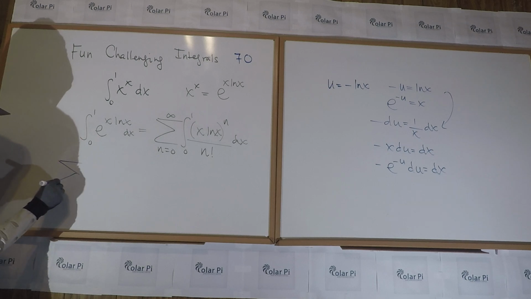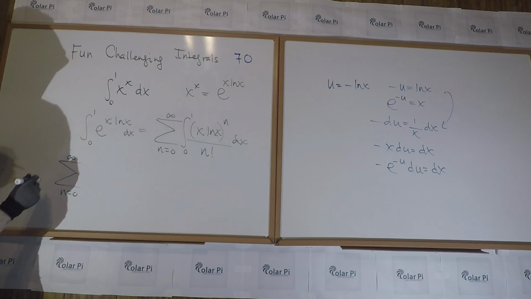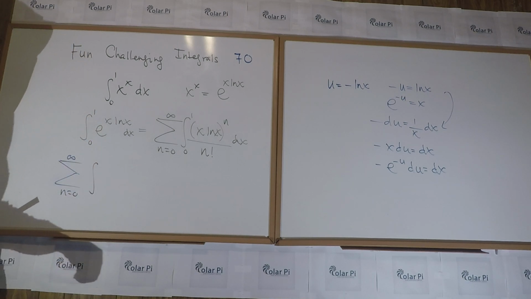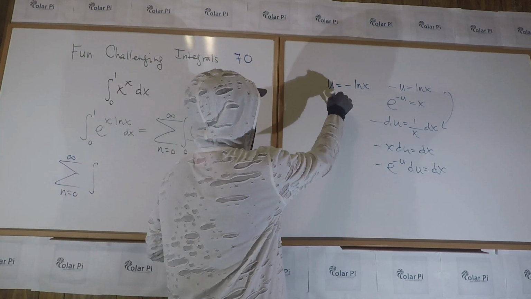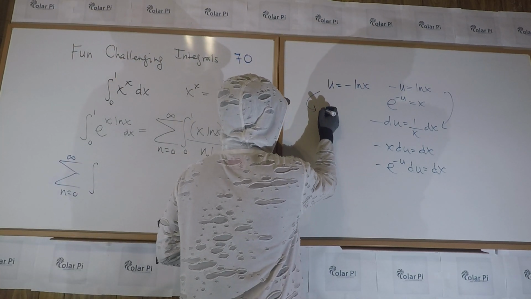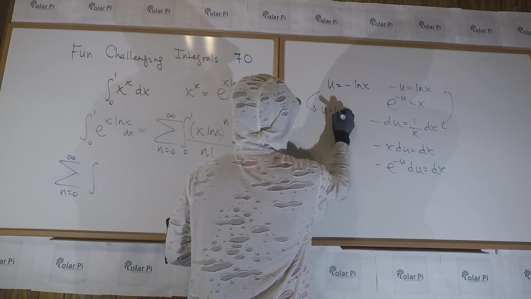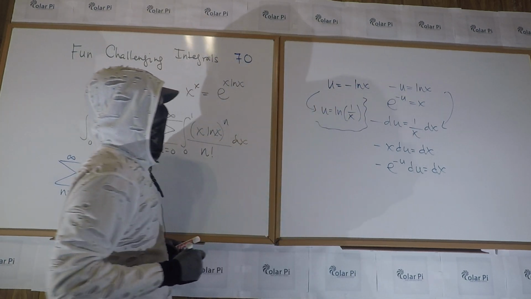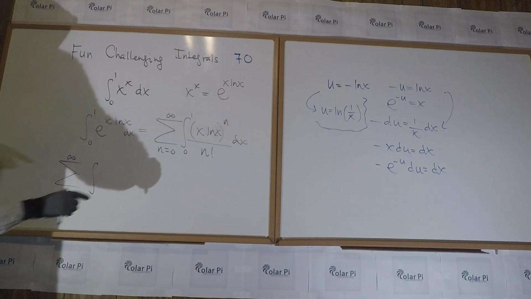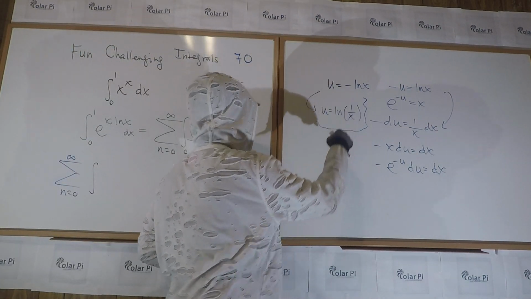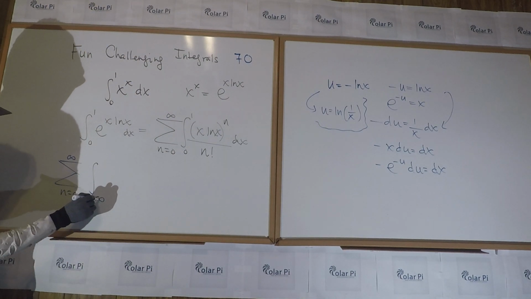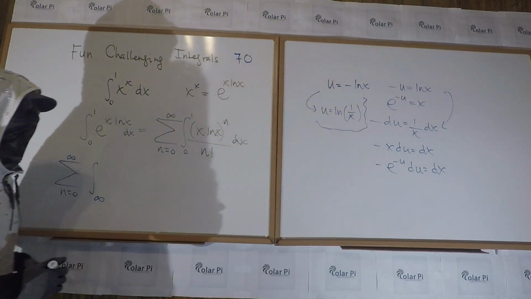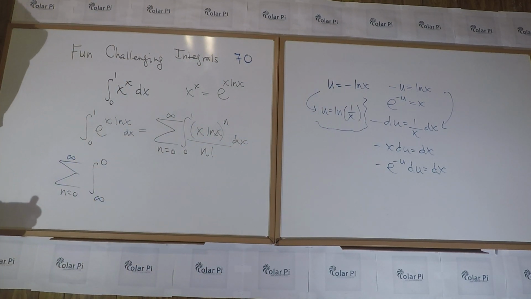So we have the sum from n equals 0 to infinity of the integral, and the limits of integration also change because our substitution, u equaling negative ln of x, is the same as u equaling the natural log of 1 over x, right? So understanding that, 0 becomes the natural log of 1 over 0, the natural log of infinity, so that's infinity right here. And then 1 becomes the natural log of 1 over 1, that's the natural log of 1, which is 0. So we have this.